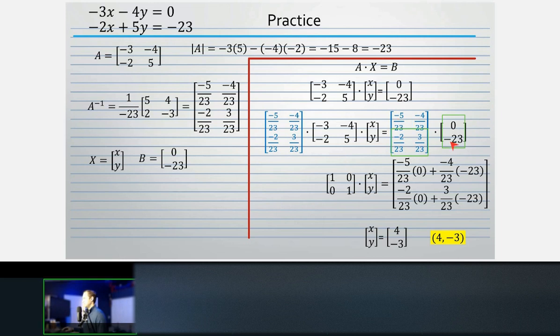This times this, plus this times that. First row, this times this, plus this times that, second row. And we simplify, and you should get 4 in the first row element and -3 in the second row element.